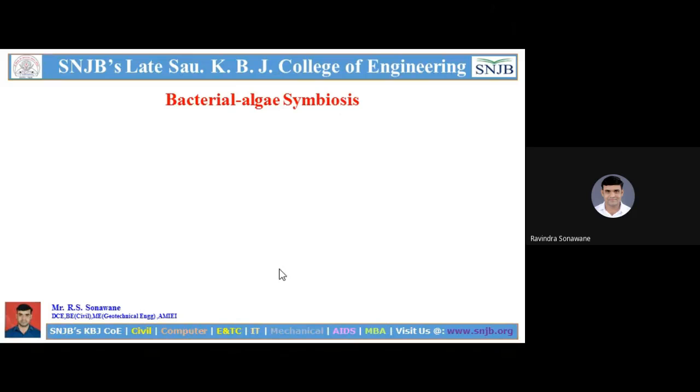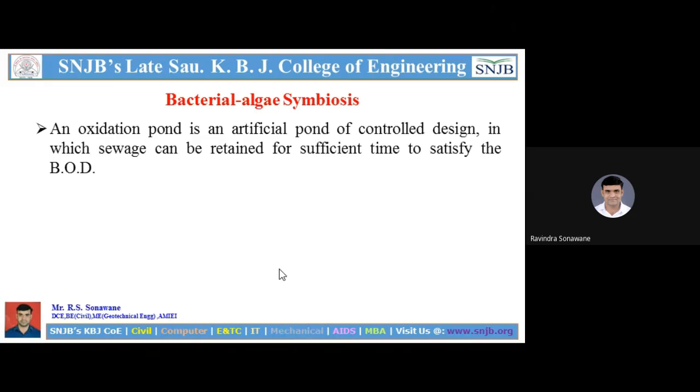First, bacterial algae symbiosis. An oxidation pond is an artificial pond of a controlled design in which sewage can be retained for a sufficient time to satisfy the building. So the oxidation pond is an artificial pond in which the sewage can be retained for a sufficient time.